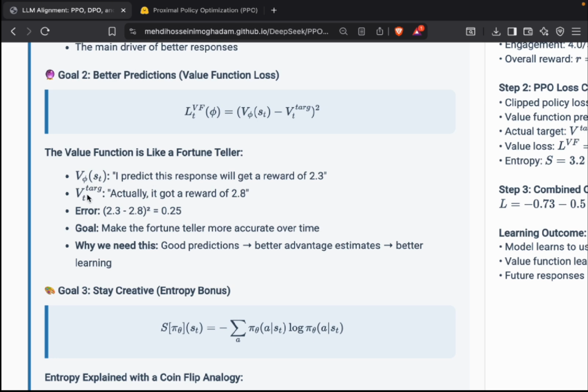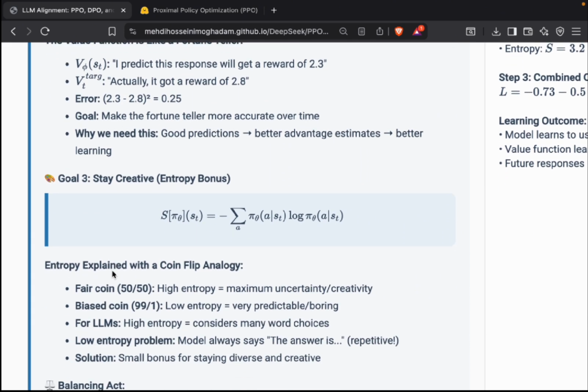And we have a target. Actually, it got a reward of 2.8, and we make the value function learn to predict the reward of choosing a specific token for that LLM. And why do we need this? Good predictions give better advantage estimates and better learning, technically.